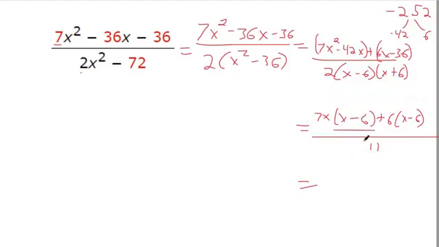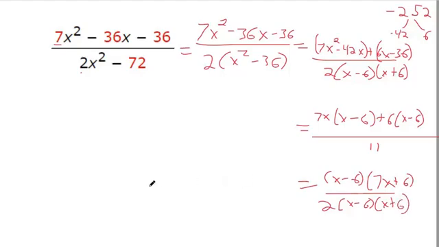Okay, and then the last step in the numerator is there's two terms. You can factor out x minus 6 from both terms. So I've got x minus 6, and then when I factor out the x minus 6 from both terms, I have a 7x plus 6 left over. And then 2x minus 6, x plus 6. Okay, so that's what WebAssign's looking for in this step.